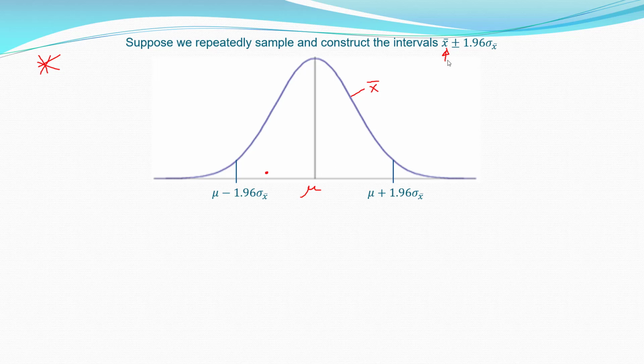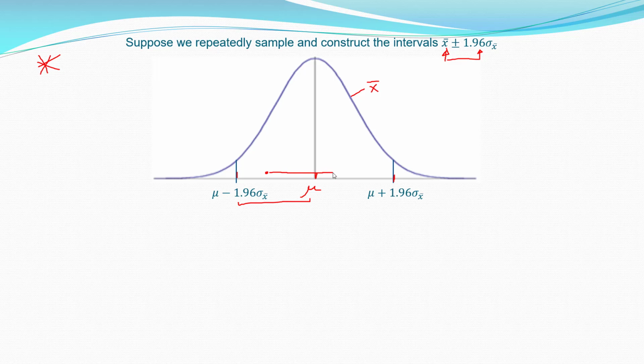But this says don't just look at X bar, add and subtract 1.96 standard deviations of X bar. So a great question is, okay, what's that? Well, let's say I'm standing right here at mu and I decide to travel over here. I traveled 1.96 standard deviations of X bar. Likewise, if I went over to this one, from mu I subtracted that.